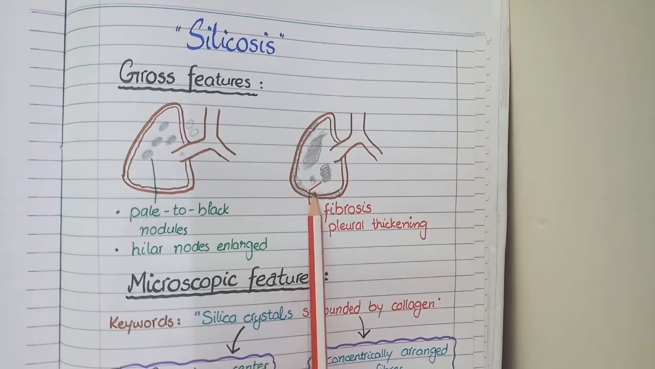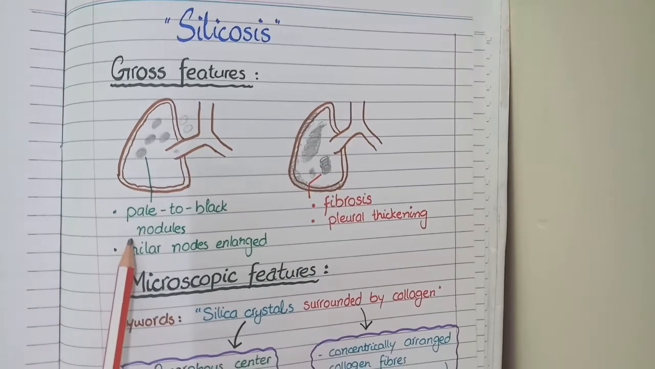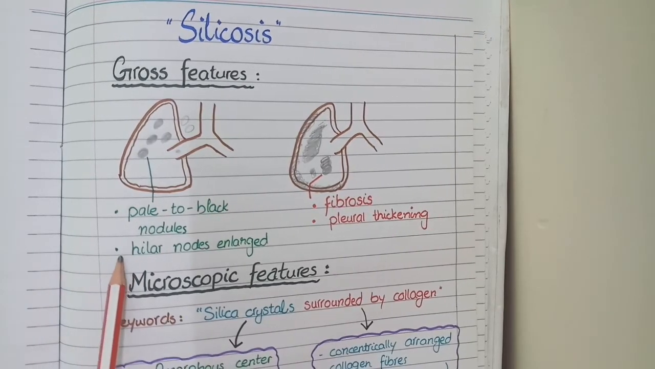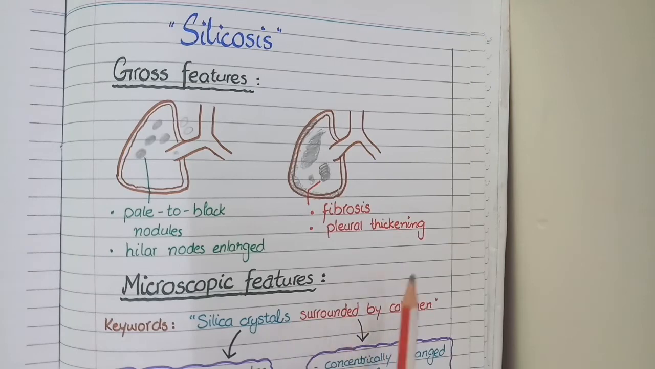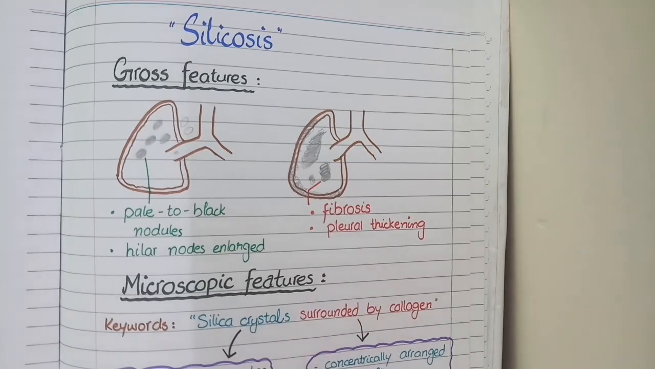resulting in pleural thickening. So overall, in gross features of silicosis, you see pale to black nodules that usually affect the upper lobes of lung. You see enlargement of hilar lymph nodes, and in more progressive cases, you can see fibrosis that can also involve the pleura, resulting in pleural thickening.